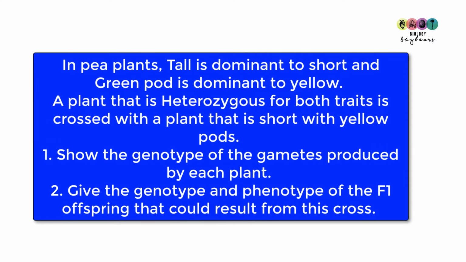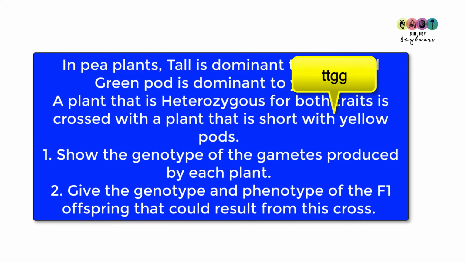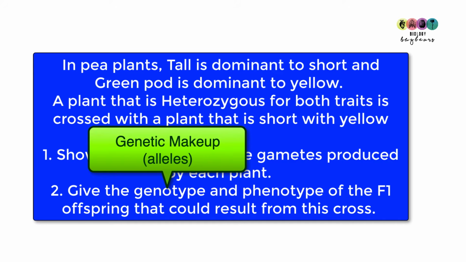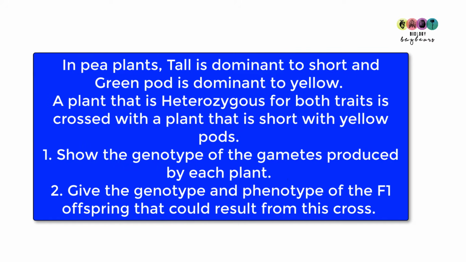So a plant that is heterozygous for both traits is crossed with a plant that is short and yellow. Well, short and yellow are the two recessive traits, and so this organism would have to have two small t's and two small g's to be short and yellow. Question 2 says, give the genotype, so the genetic makeup, the alleles, and the phenotype, how they will physically look, of the first generation offspring, so of the first generation of children that could result from this cross.